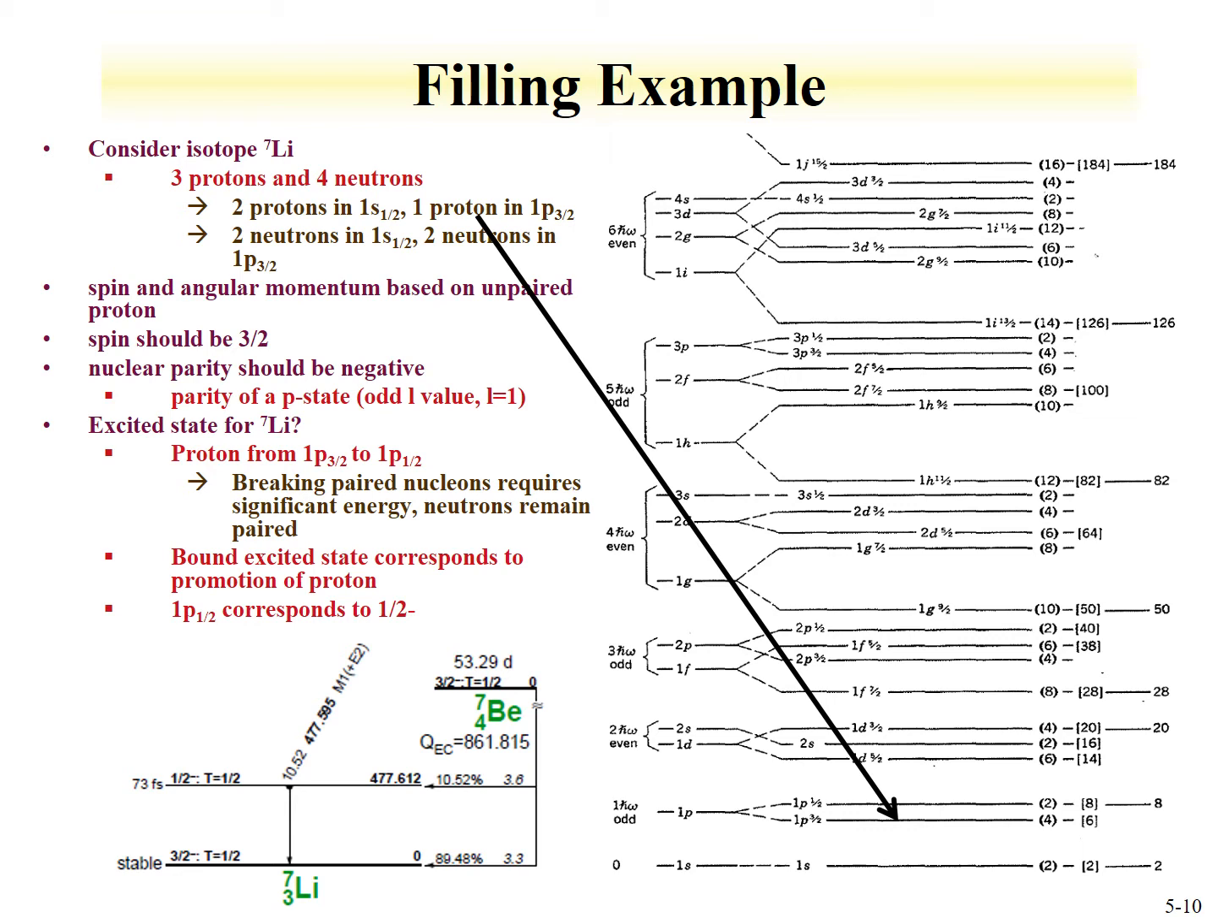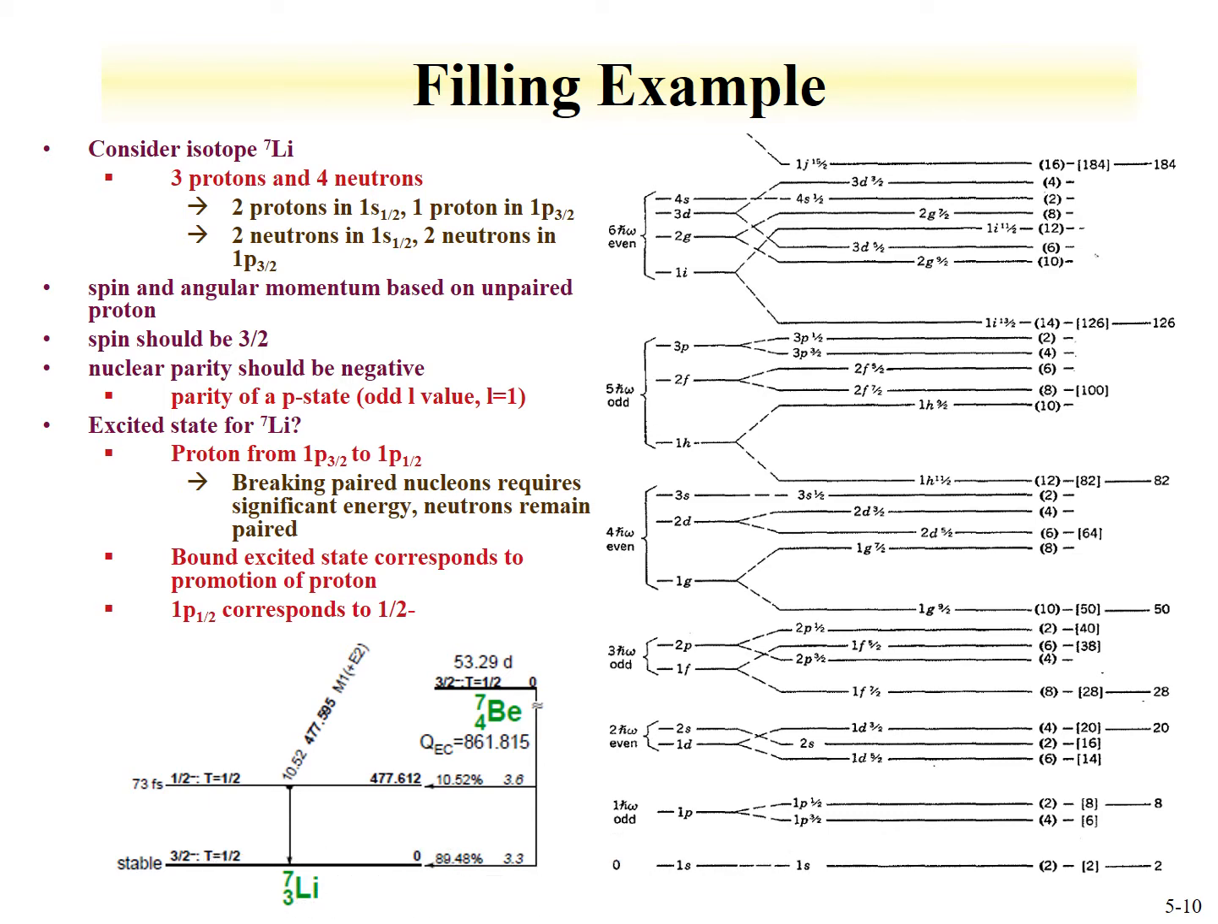The spin, if it's 1p 3/2, the spin should be 3/2. The parity is based upon the p state. It has an L value of 1, so the parity, that's odd, so the parity is negative. And as we see, lithium-7 is 3/2 minus, as predicted from the shell model. We see here, this is the state that it occupies, and the 1p 3/2 correlates to the 3/2 minus ground state.